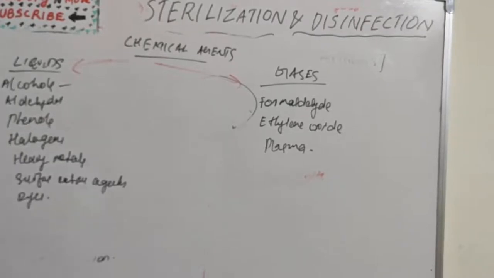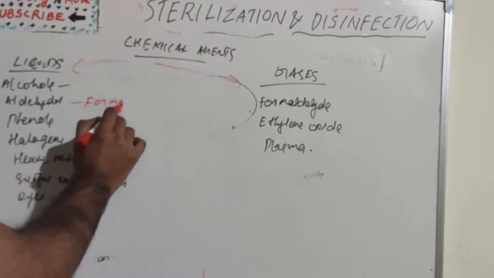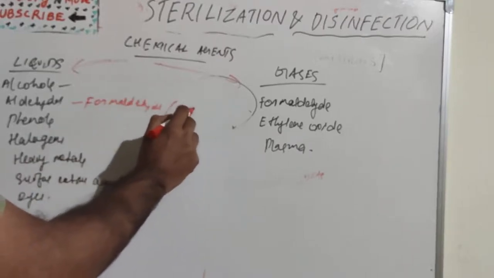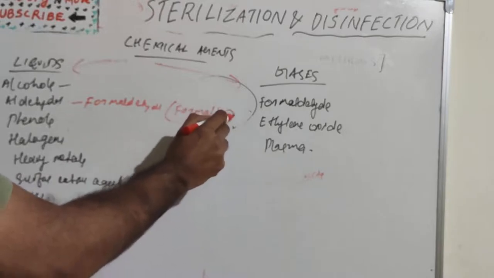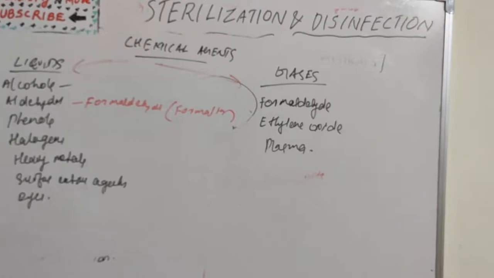Aldehydes, formaldehyde is a common one, formaldehyde, which is also known as formalin. So in aqueous solution, it acts as a bactericidal and sporicidal. Bactericidal means agent which kills bacteria, sporicidal means it kills spores.